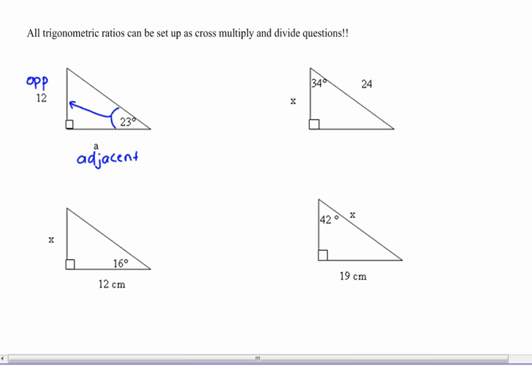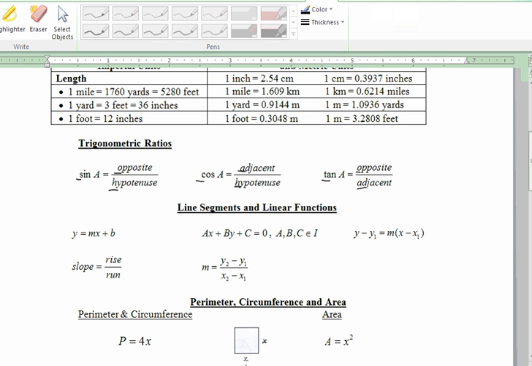So using SOHCAHTOA, I look up, okay, which ratio has O and A, opposite and adjacent? Tan. Okay, this is essentially the same thing as what's on your formula sheet. Which one is opposite and adjacent? Tan.